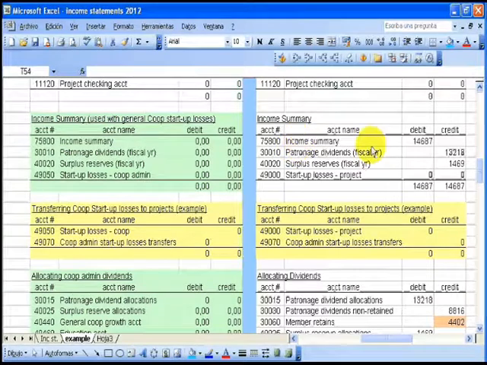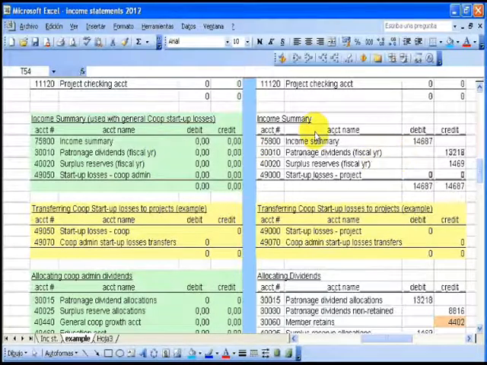And the income summary takes the net income and then divvies it out, remember, into that 90% that goes to the members and into that 10% that goes to the surplus reserves. There's no startup losses this month. And if the co-op administration has its own income summary, it has its own accounts for doing that over here in its own books. None this month. No income, no income summary, no startup expenses, so these are all empty.